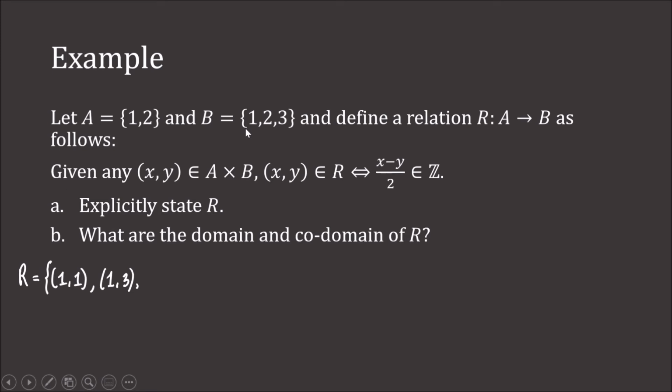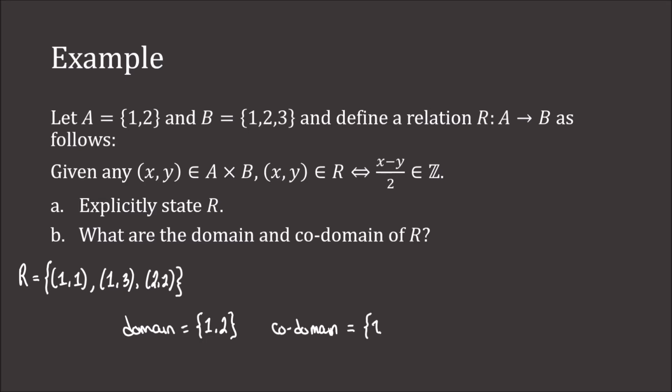Now we look at (2, 1). 2 minus 1 is 1, over 2 is a half. That's not an integer. 2 minus 2 is 0 over 2 is 0. That is an integer. So (2, 2) would be in R. 2 minus 3 is negative 1 over 2 is negative a half. That is not an integer. So this would be R. The domain is A, so it's the set {1, 2}. The codomain is B, and so that is the set {1, 2, 3}.